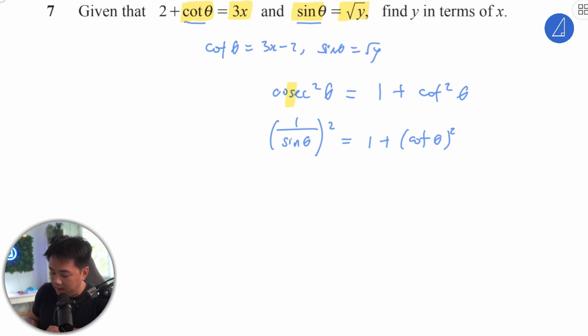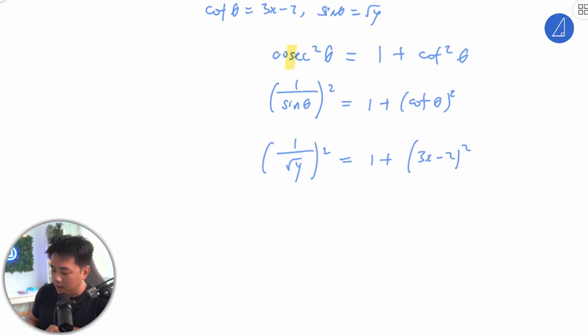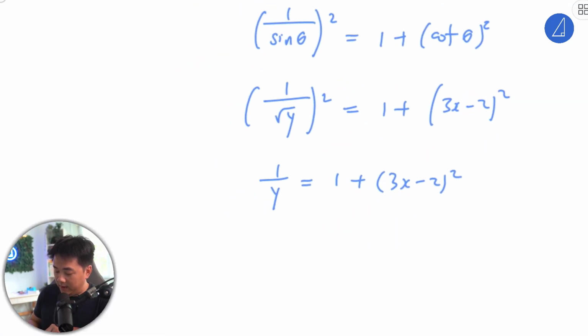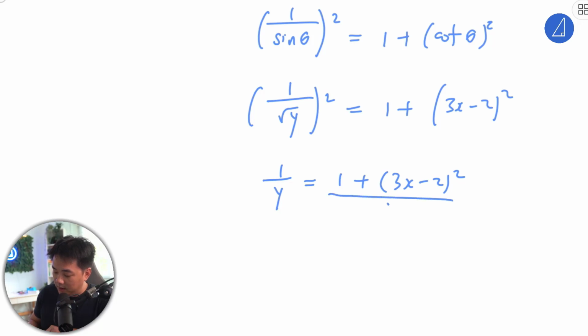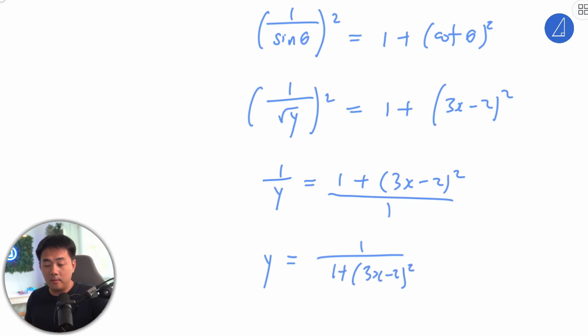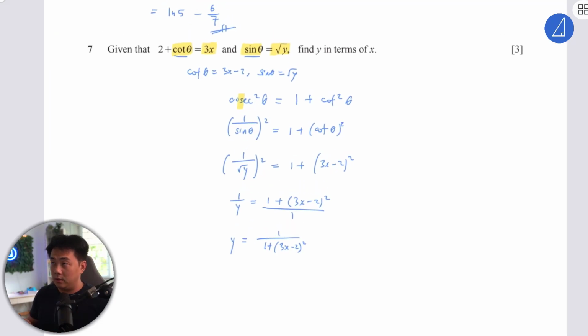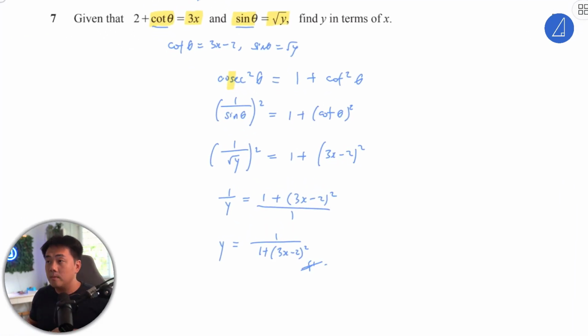So if you replace this in, it will be root y squared equals 1 plus 3x minus 2 squared. So this is 1 over y equals 1 plus 3x minus 2 squared. We want y in terms of x, right? So I'm going to take the reciprocal. Just remember this entire thing is a divide. So y is equal to 1 over 1 plus 3x minus 2 squared. Okay, so that's how I do this question here. We just need y in terms of x.